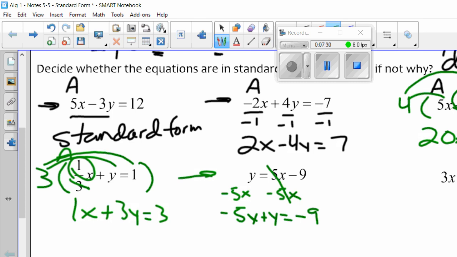Second rule, is my A positive? Well, there's my A. Now it's a negative 5, so no, it's not. Let's go to the third question. Are there any fractions? There are no fractions. So all I've got to do is make the A positive. So that's step number 2. And to fix that, I'm going to multiply everything by negative 1.